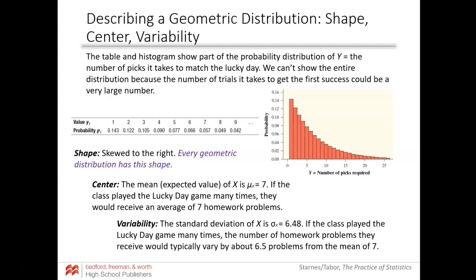Now that's interesting. If you think about it, one deviation to the left of that would be almost 0 problems. So we're assuming they meant 1 problem. And then one deviation to the right of the mean would be 13, 14 problems. So interesting.